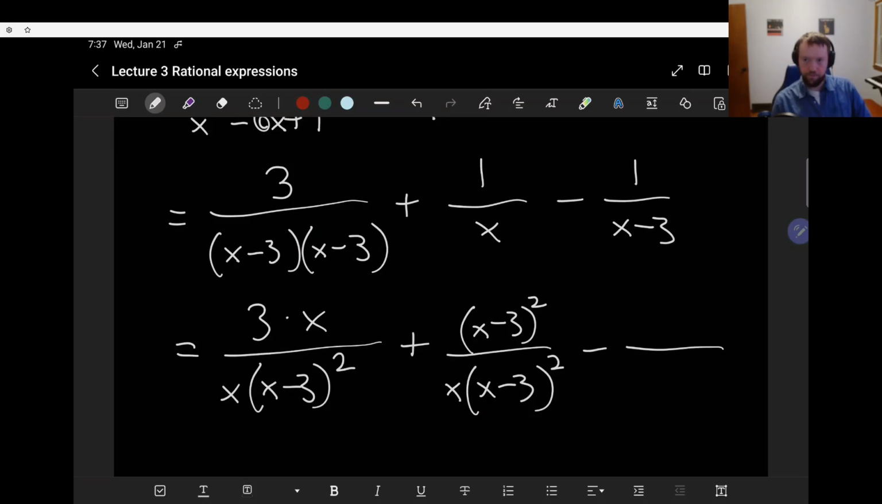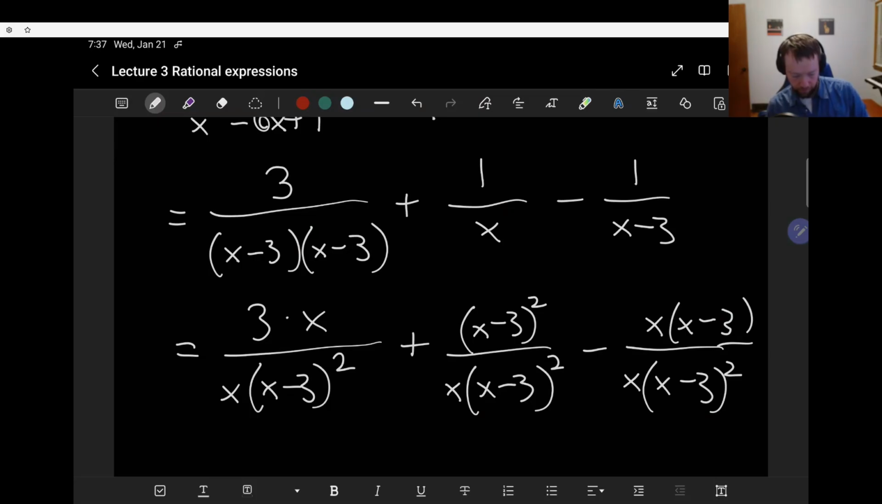Now, over here, I want to get that same common denominator. So I already had a single x minus 3. That means I'm going to need another one, and I'll need an x as well. So once I throw those things in, then I have the same denominator. But I throw in an x and a single x minus 3. Those were new. So let me just highlight real quick the new things I threw in.